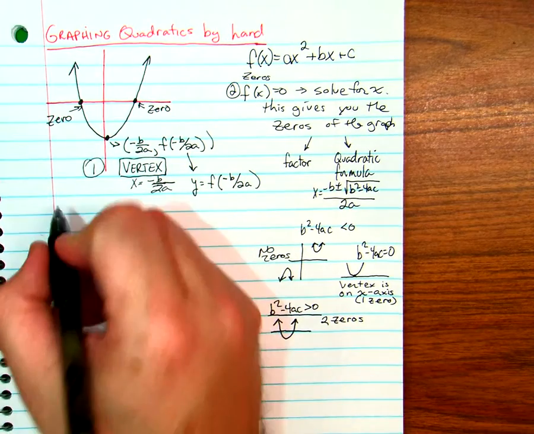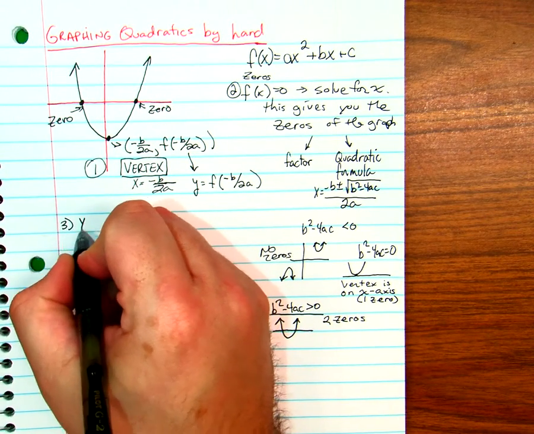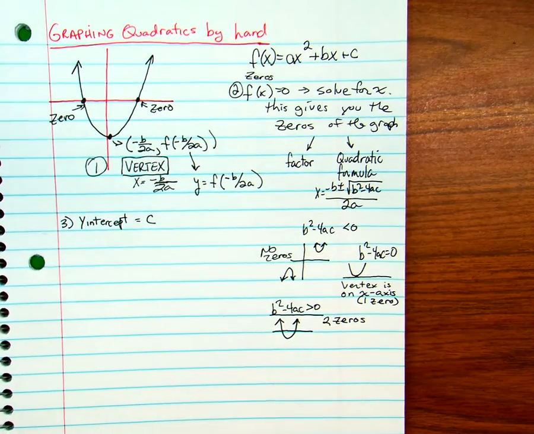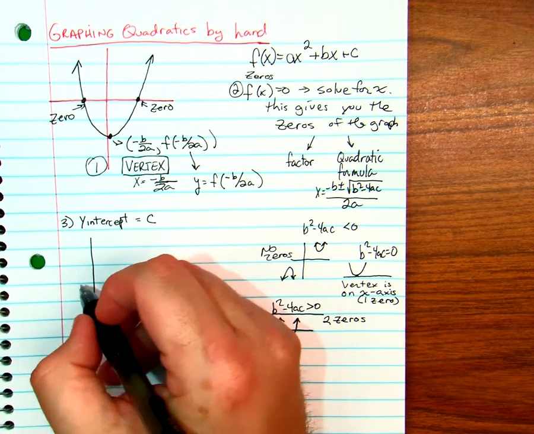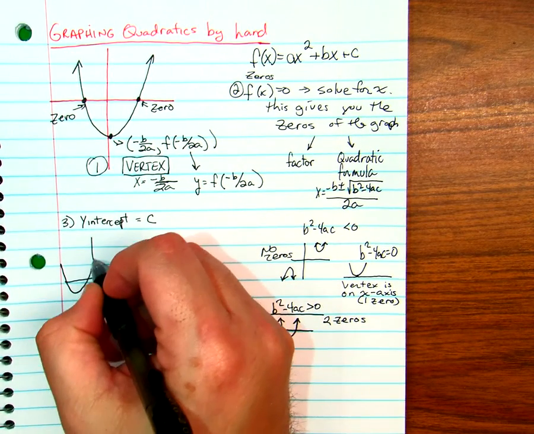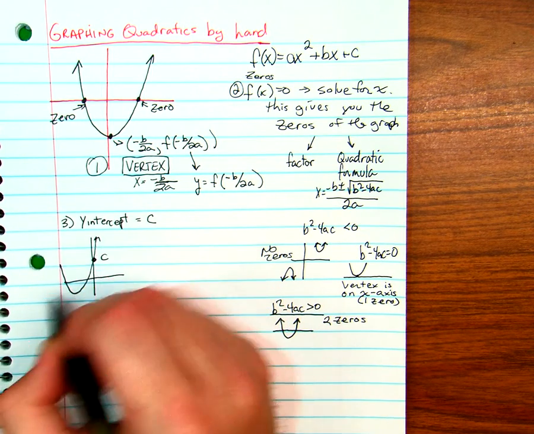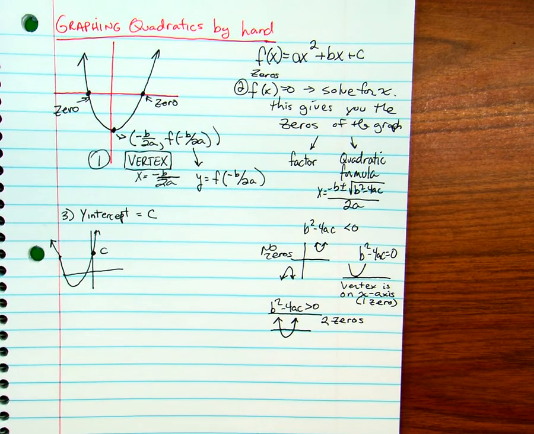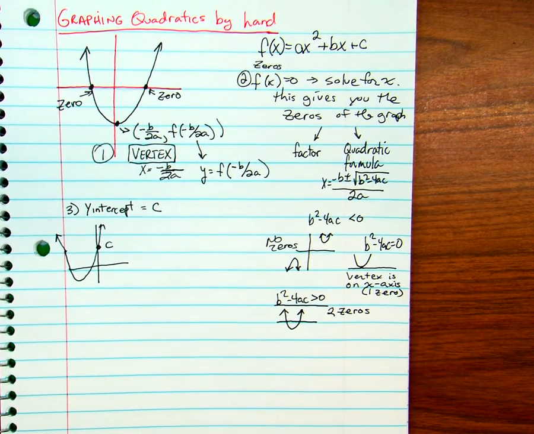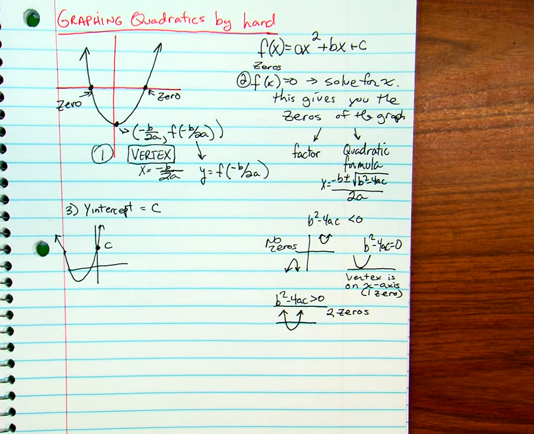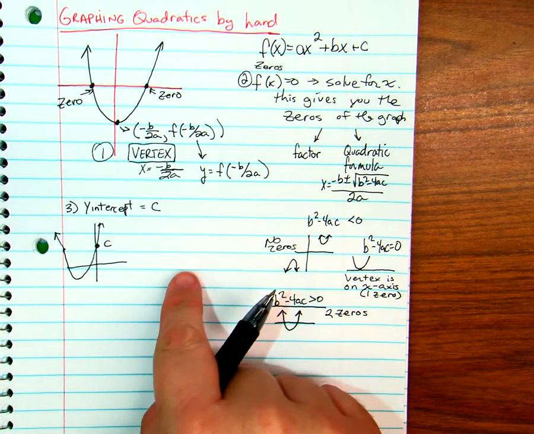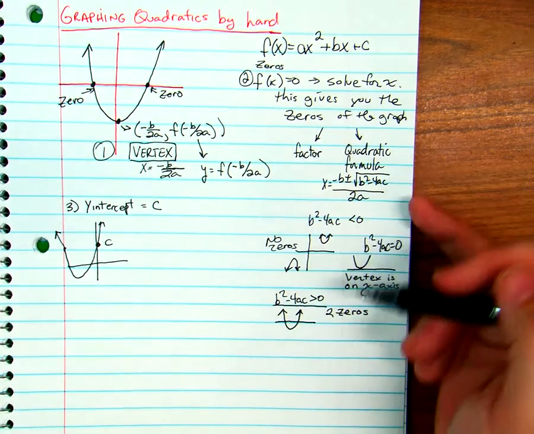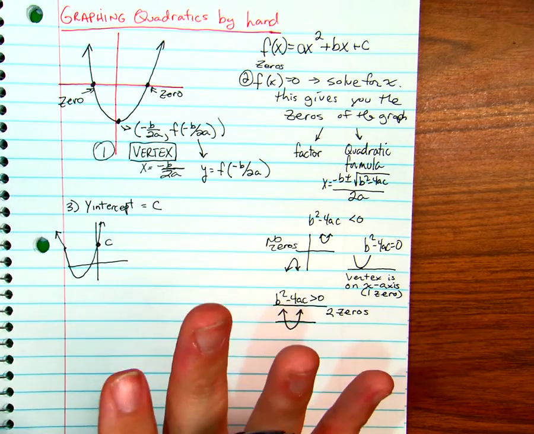Now, since I'm jumping around, step 3 here, your y-intercept is equal to c. So if you have a function that does this, this point right here is your c value. That's not a zero, it's a y-intercept. The zeros are x-intercepts. This is your y-intercept. There's only going to be one of those. There'll never be more than one.